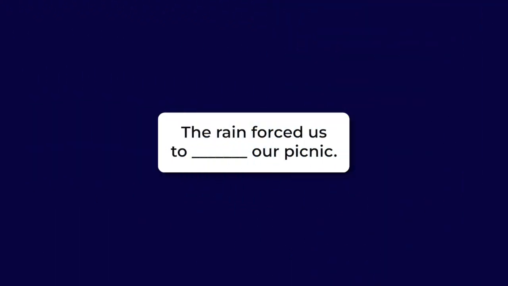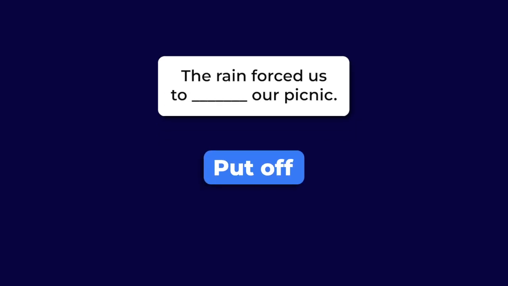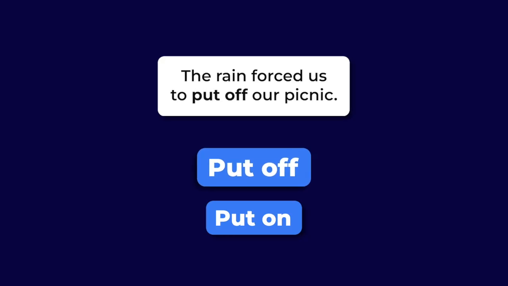The rain forced us to blank our picnic. The rain forced us to put off our picnic, or the rain forced us to put on our picnic. The correct answer is the rain forced us to put off our picnic. To put off something means to delay it or decide to do it later.